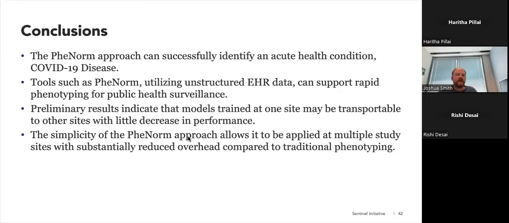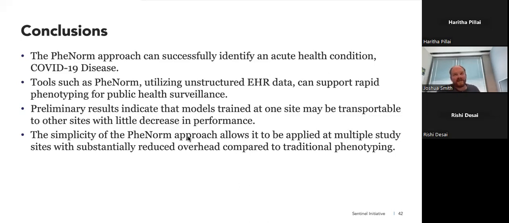In conclusion, the PheNorm approach can successfully identify an acute health condition, COVID-19 disease. Tools such as PheNorm that utilize unstructured EHR data can support rapid phenotyping for public health surveillance. It uses far fewer people, takes far less time, and therefore less cost. Preliminary results indicate models trained at one site may be transportable to other sites with little decrease in performance. And the simplicity of the PheNorm approach allows it to be applied at multiple study sites with substantially reduced overhead compared to traditional phenotyping.